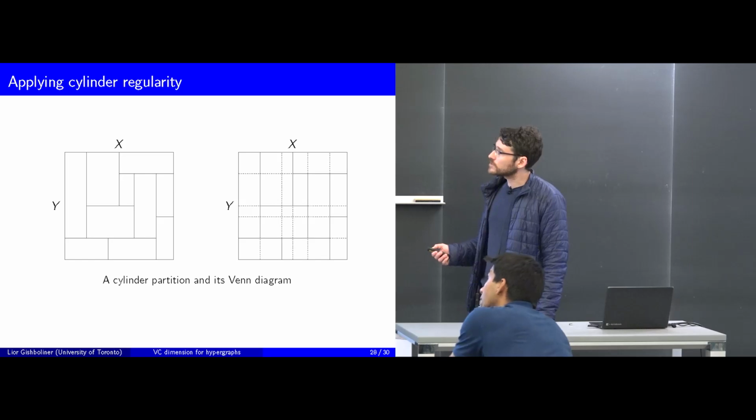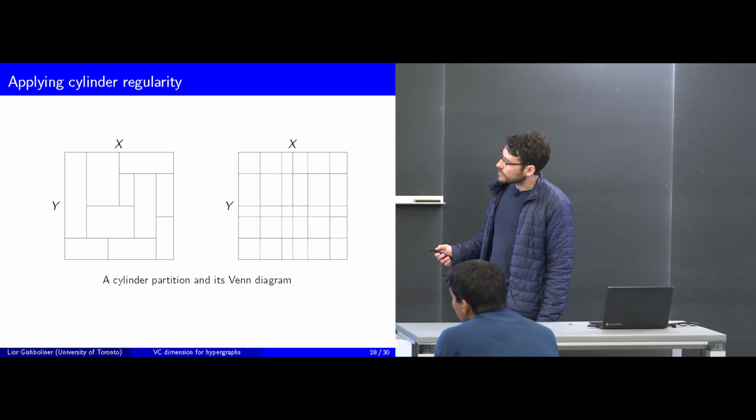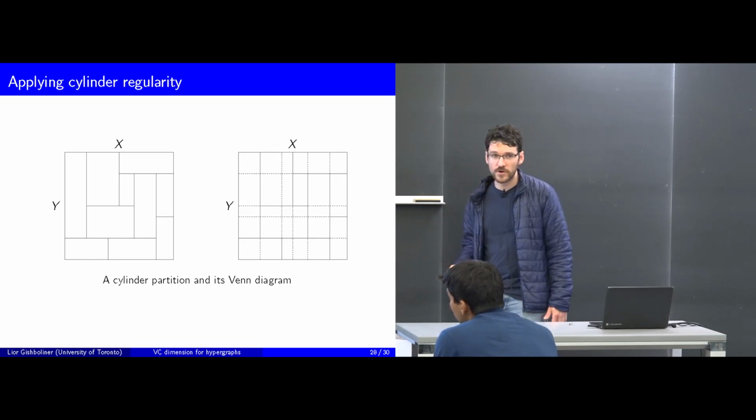Okay, so here is an illustration of this. So this is the cylinder partition, and then we take the Venn diagram, which gives us this thing. So we just look at all the sets in X which participate in a cylinder, and we take their Venn diagram, and the same for Y.